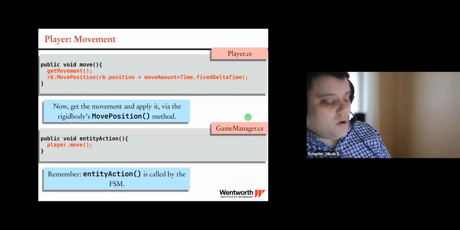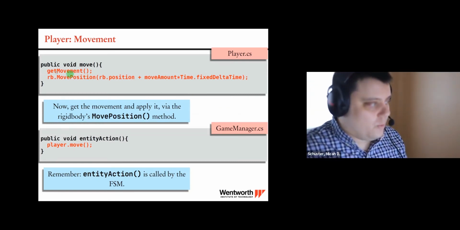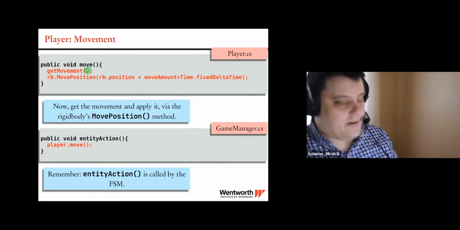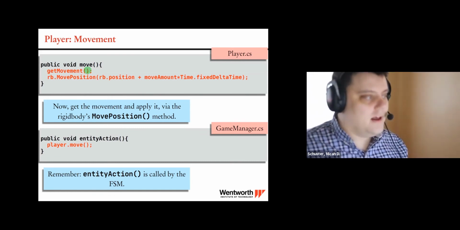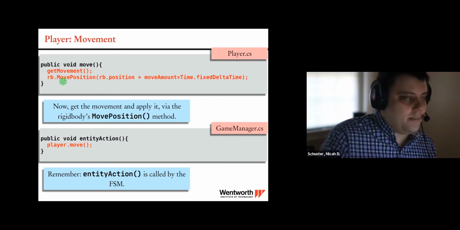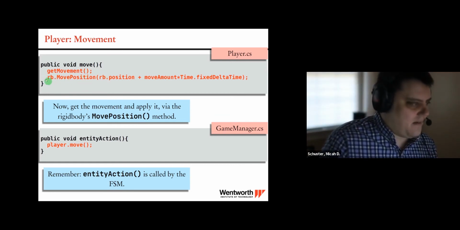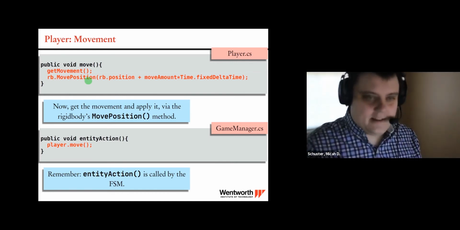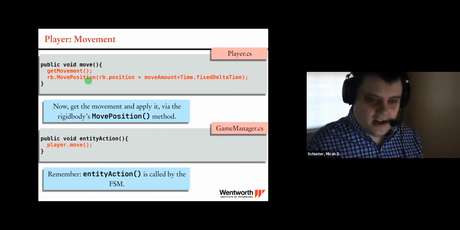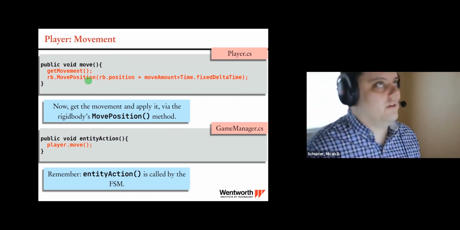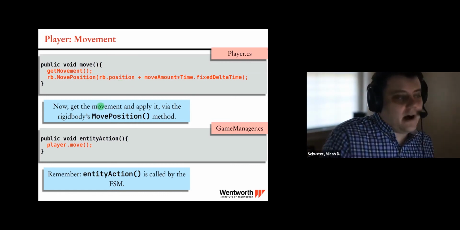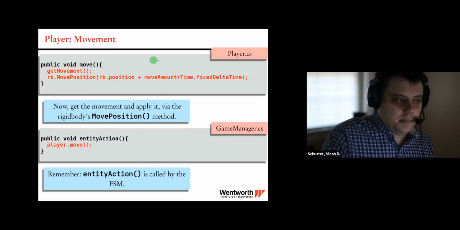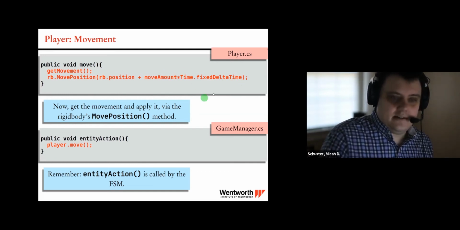All right, and then in our move function, we're just going to do get movement. So every frame we will be getting the movement, and then we'll do RB, our rigid body, move position. And that's all I'm going to use. I'm not even going to use any of the velocity stuff. We did the impulse stuff before for the Flappy Droid game. We're not even going to bother with that. This is just going to be move position wherever we were, plus the move amount times delta time.